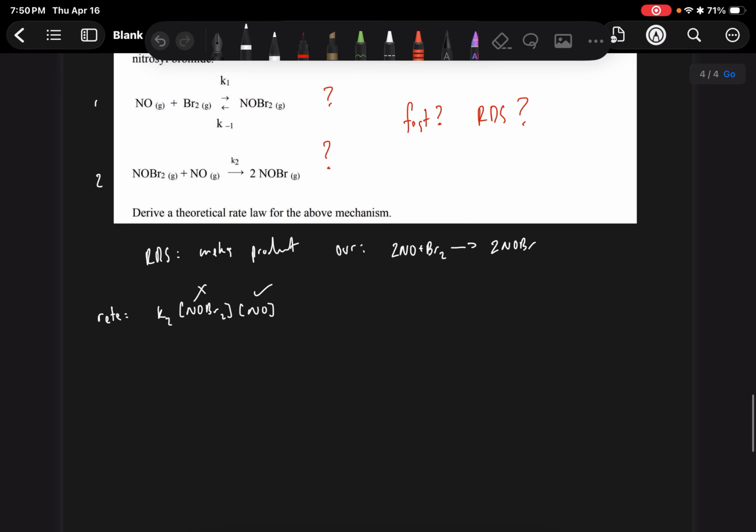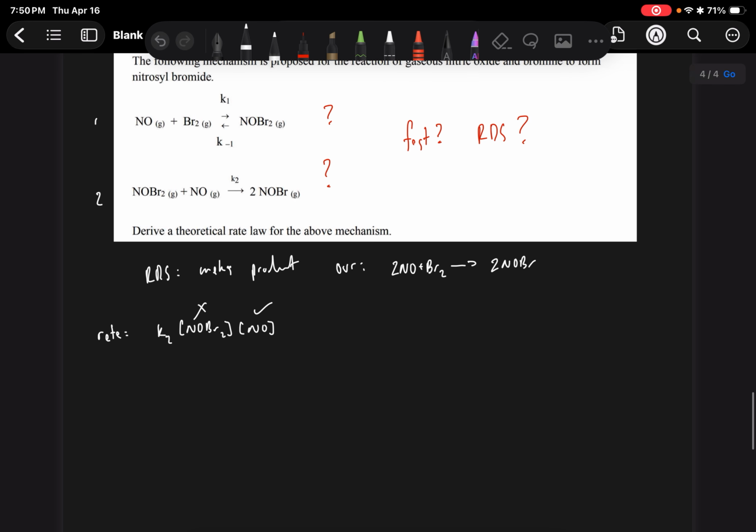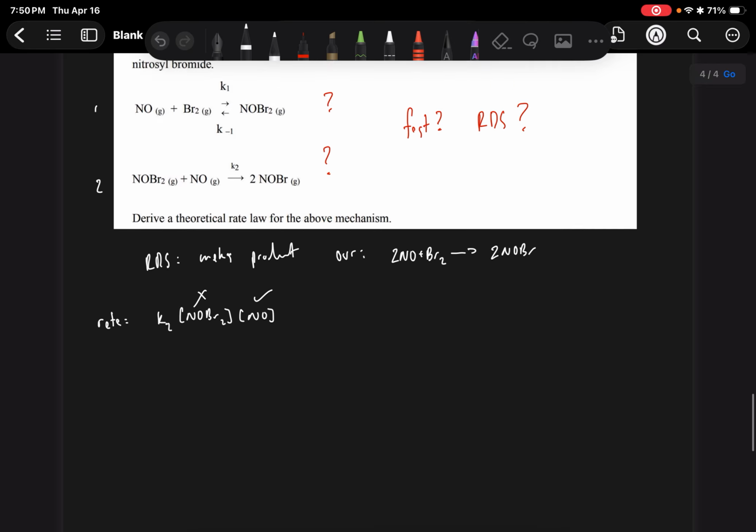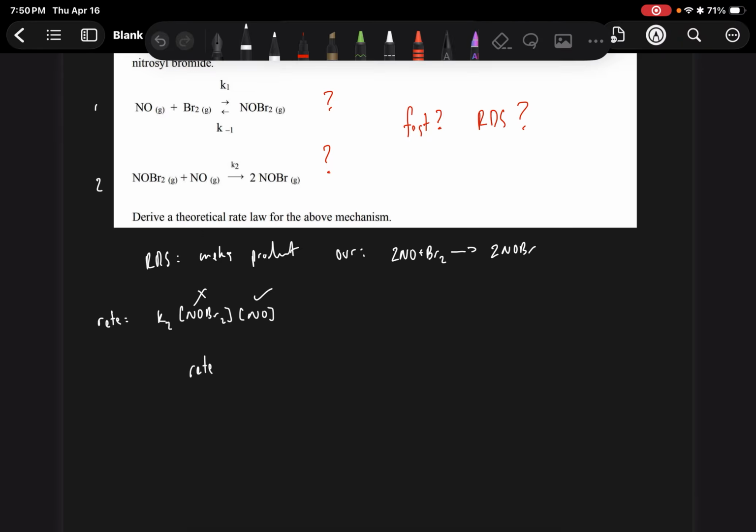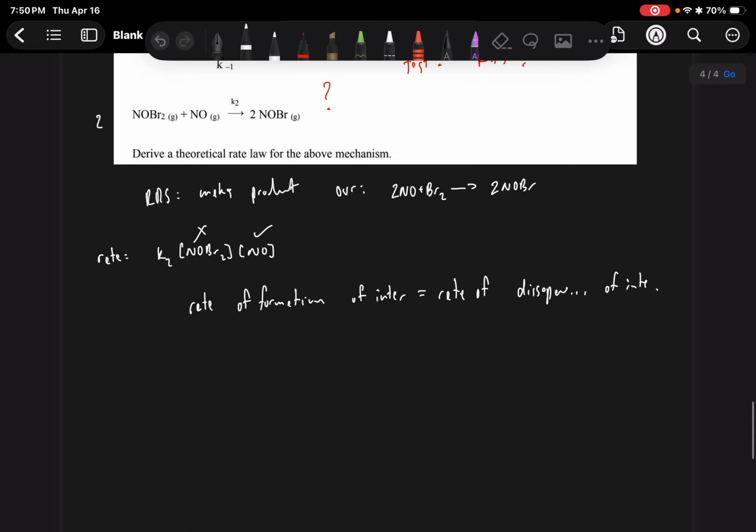So how are we going to do this? Using steady state approximation. We don't know which one is bigger, which one's faster, which one's slower. So we're just going to do steady state approximation. What does steady state approximation mean? Well, it means that the rate of formation of the intermediate equals the rate of disappearance of the intermediate.